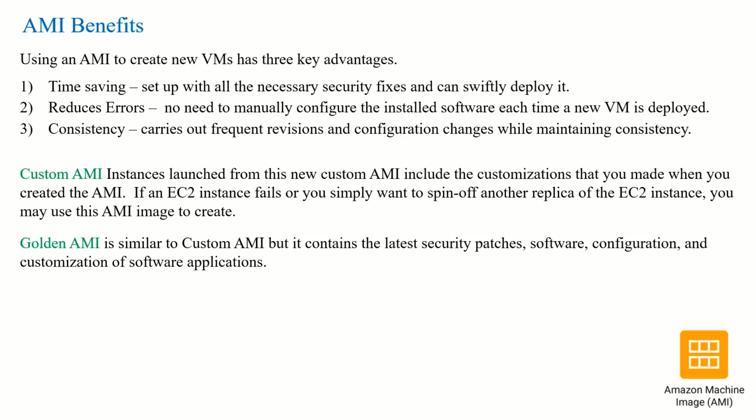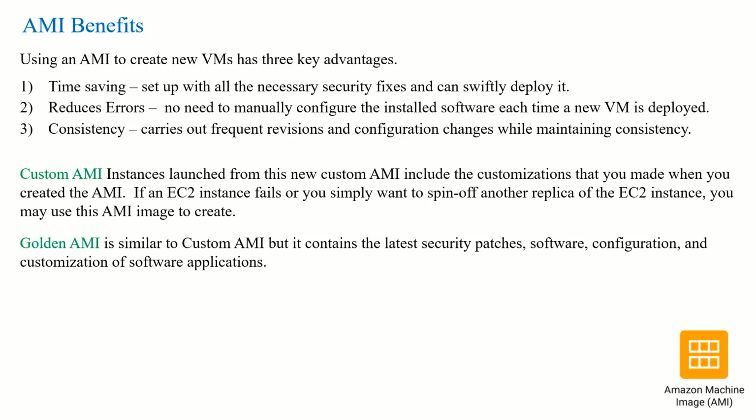One is custom AMI and another one is golden AMI. So what is the difference? A custom AMI is an instance launched from a new custom AMI that includes customizations that you made when you created the AMI. So how do we create an AMI?